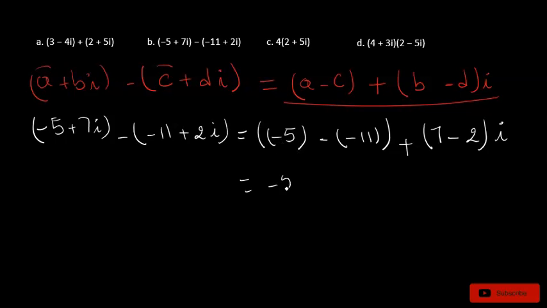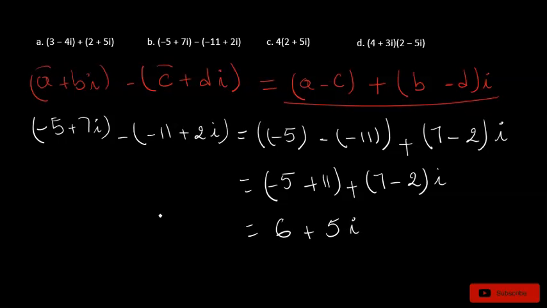Here I have minus 5 minus 11, which will give me minus 16, plus 7 minus 2i. Minus 5 minus 11 gives minus 16, and 7 minus 2 gives 5i. Then the final result for the second example, minus 5 plus 7i minus 11 plus 2i, will give me minus 16 plus 5i.